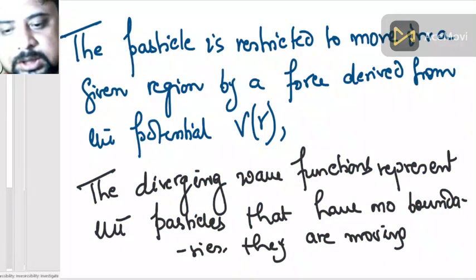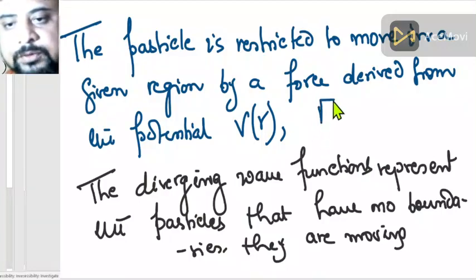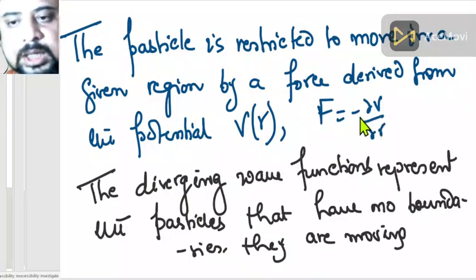The next class that comes in is the diverging case. Here it is written: for the converging case, the situation is such that the particle cannot move out of a boundary, and that boundary is created by the potential V(x), from which a force is derived. I have told you in the very beginning, F is equal to minus del V upon del x. This is the force that is derived from the potential.